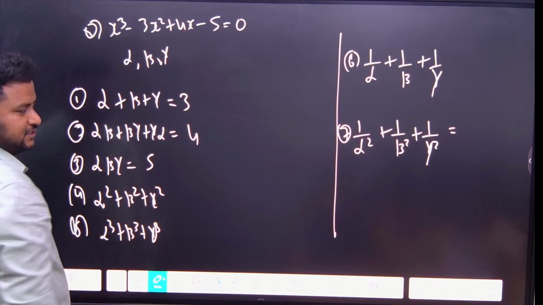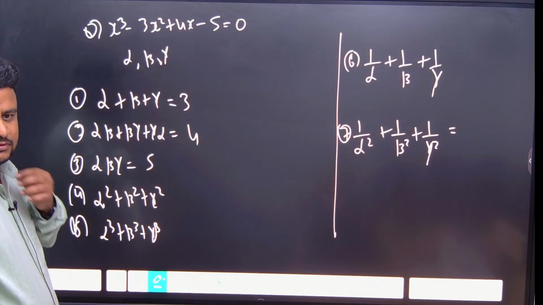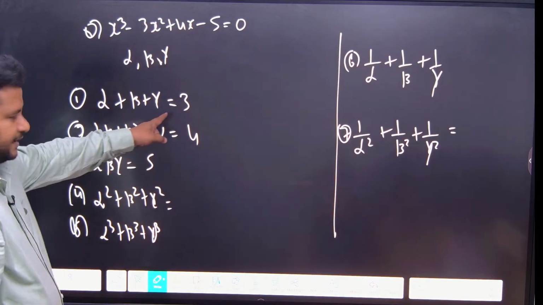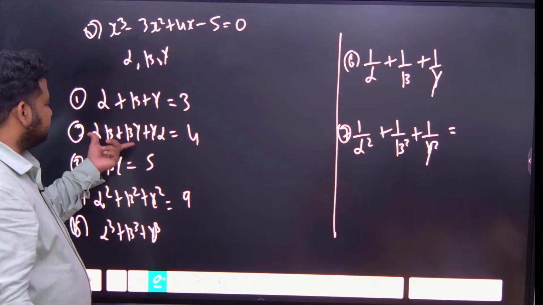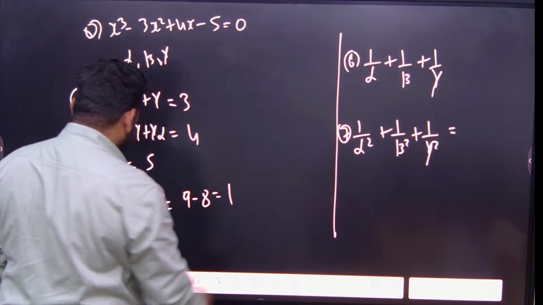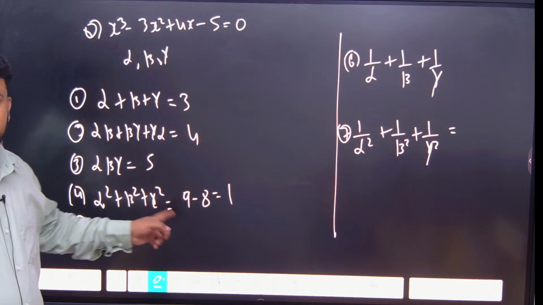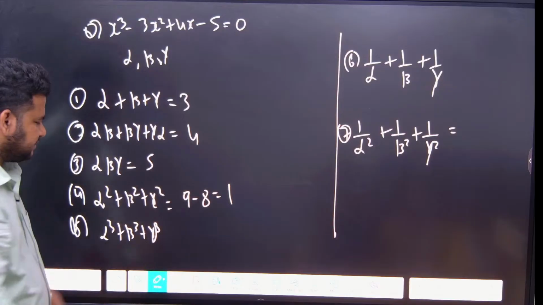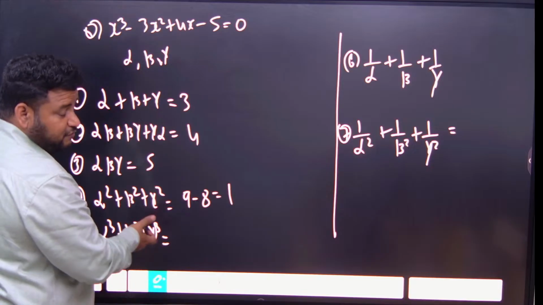Alpha square plus beta square plus gamma square is nothing but alpha plus beta plus gamma whole square minus 2 times this one. Alpha plus beta plus gamma whole square is 9. 9 minus 8 will give us 1. Now see here, alpha cube plus beta cube plus gamma cube, the formula was minus 3 alpha beta gamma is equal to. So that minus 3 alpha beta gamma you have to send to the RHS. So tell me the formula here. First tell me the alpha. Tell me the formula.